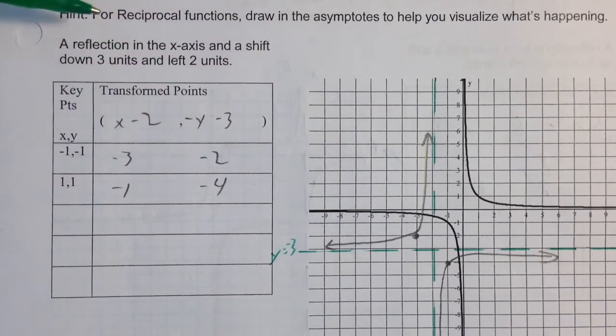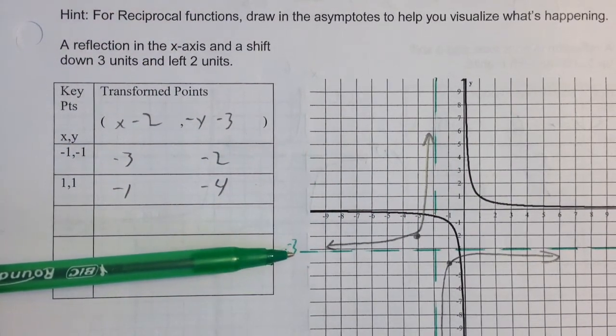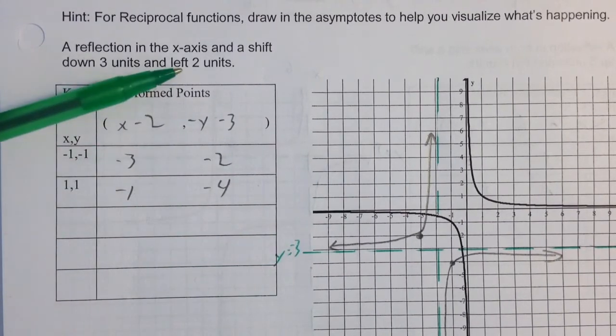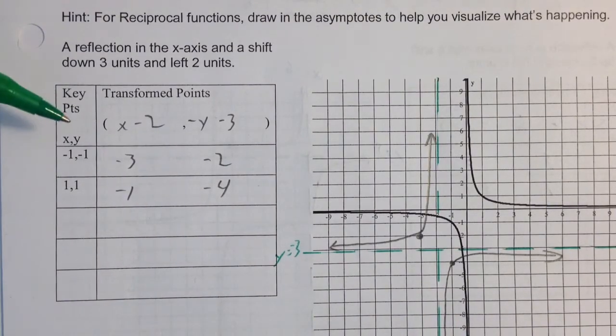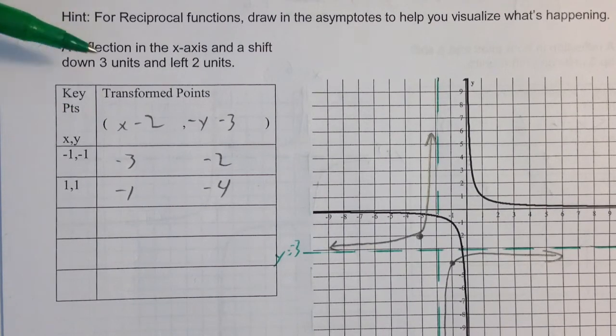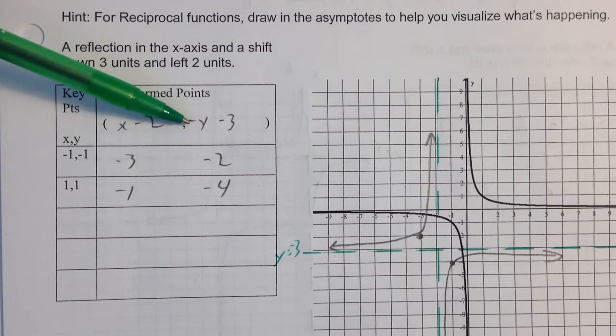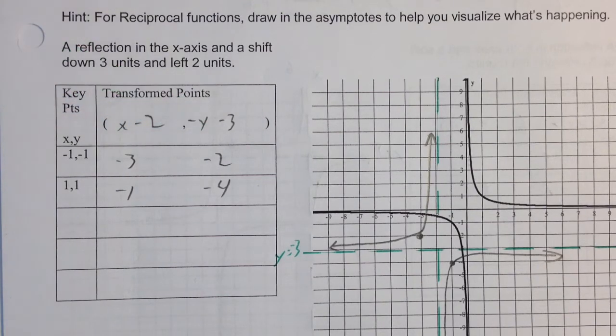In this situation, I have a shift down 3 units, so I'm going to make an asymptote at y equals -3, and I've got a shift left 2 units, so I'm going to have a vertical asymptote at x equals -2. So my transformations are x minus 2 for the shift left, and since it's a reflection in the x-axis, I'm going to multiply my y key points by -1 and then subtract 3.